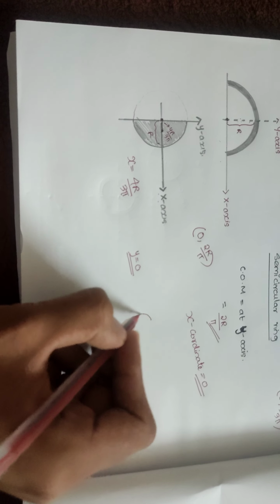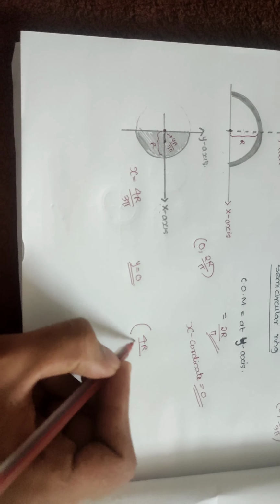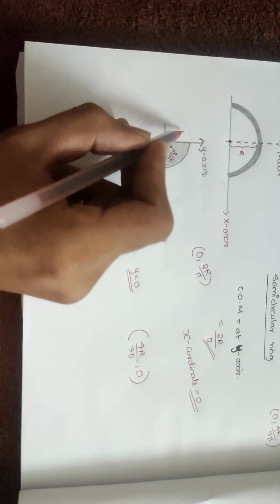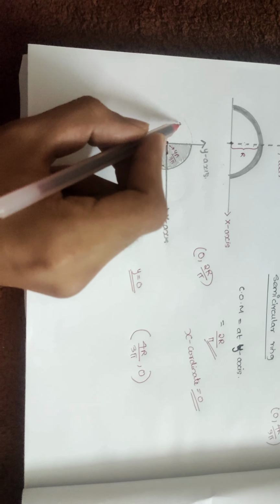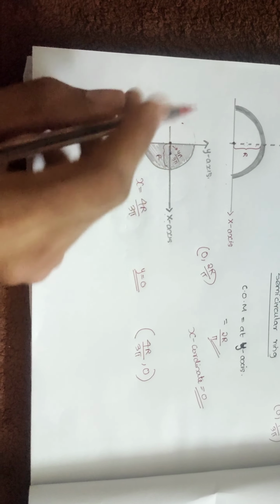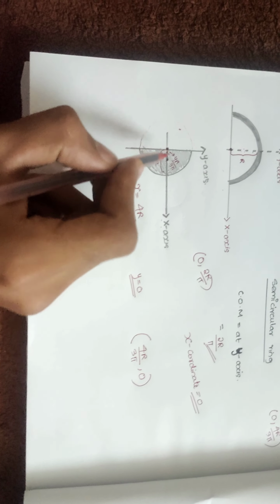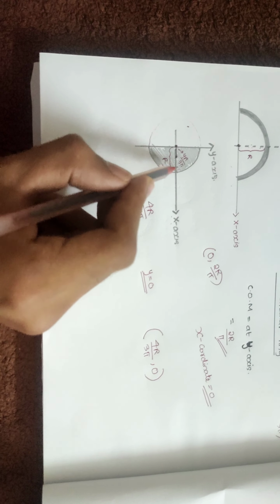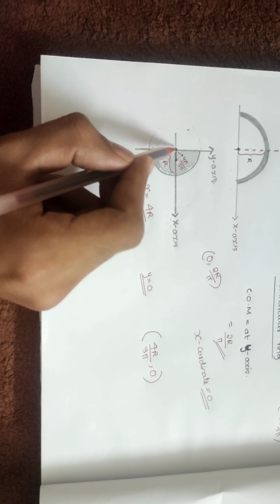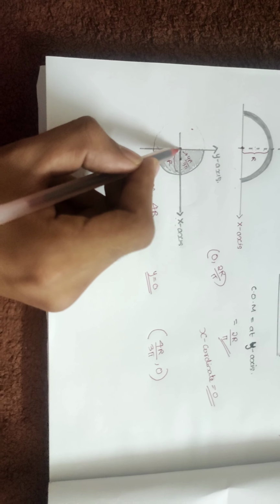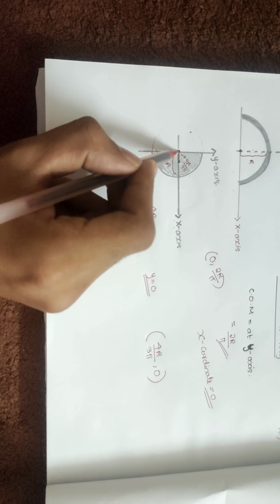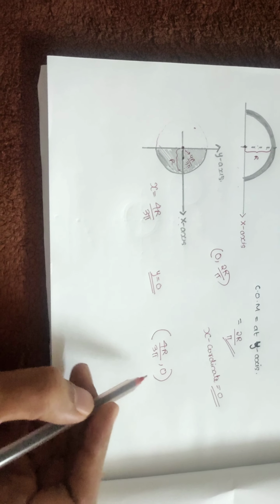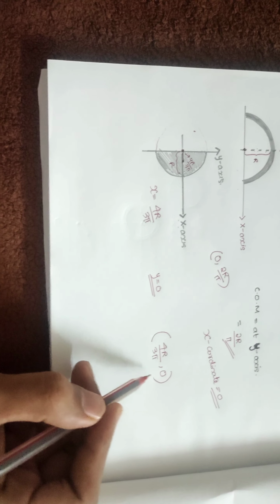So we can write the center of mass as (4r by 3 pi, 0). Consider the y-axis: on this side there is no mass, only on the right side there is mass. So there will not be any y coordinate, only the x coordinate, because the body is symmetrical about the x-axis. The center of mass will move from the origin towards the more massed area, that means along the x-axis. So it will be (4r by 3 pi, 0).